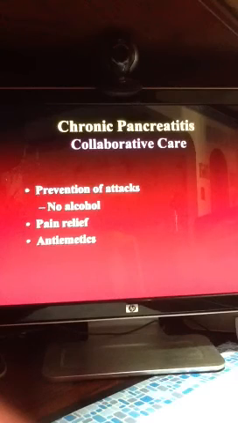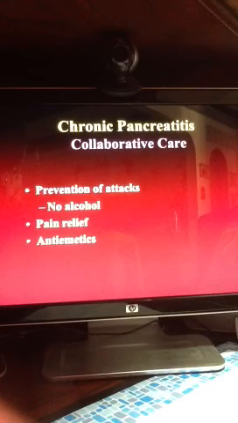So what do we do for patients who have chronic pancreatitis? Well, you try to prevent attacks. So, you urge patients to discontinue their alcohol use. Damage is irreversible, but the chronic and the episodic pain may stop. It happens in about half the patients who actually stop drinking.